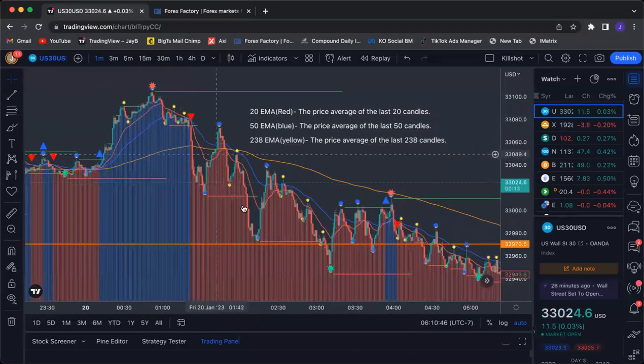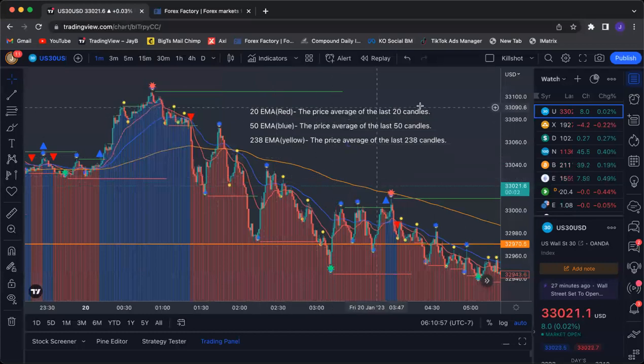Okay, so our 20, and I'm going to explain it to you. Everybody just hold on tight. We have our 20, which is our average of our last 20 candles. Then we have our 50.